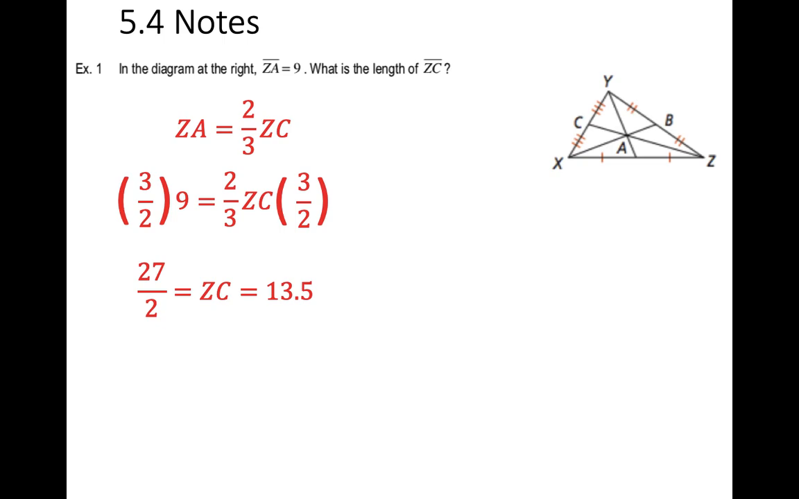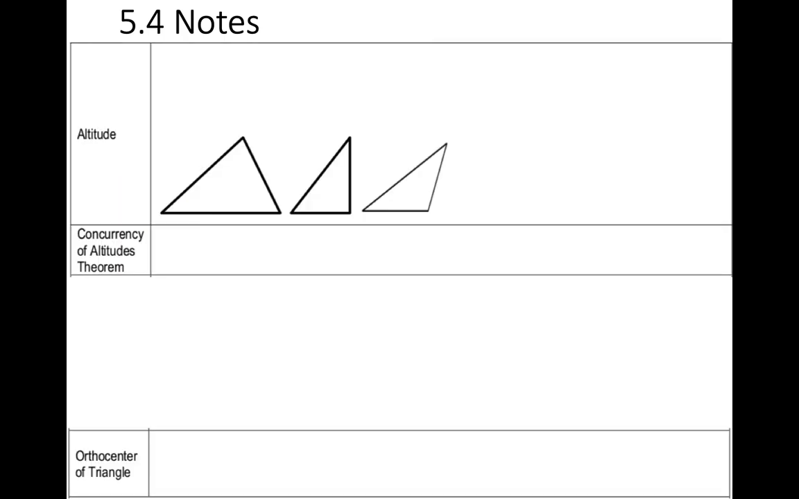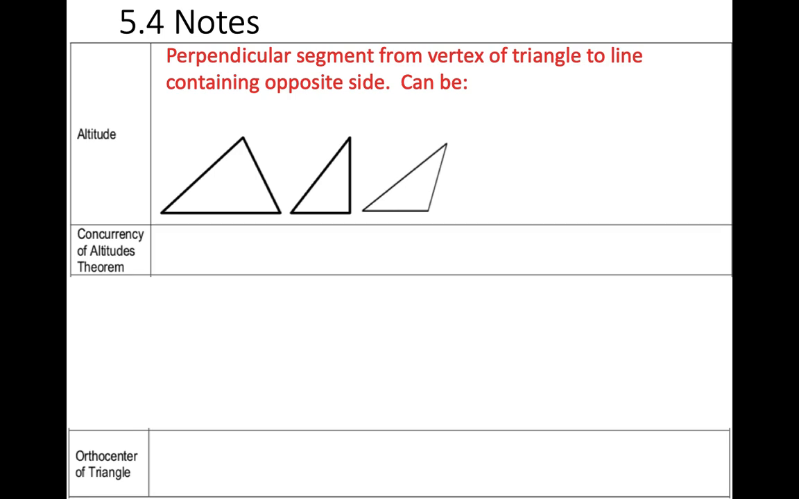That's it for the medians and centroid. Now let's talk about the altitude of a triangle. The altitude of a triangle is essentially how tall the triangle is, and to find that out, it's the perpendicular segment from a vertex of a triangle to the line containing the opposite side. Okay. And so for example, it can be inside the triangle, so right there is the altitude. It goes from that top vertex to the opposite side, and it's perpendicular.